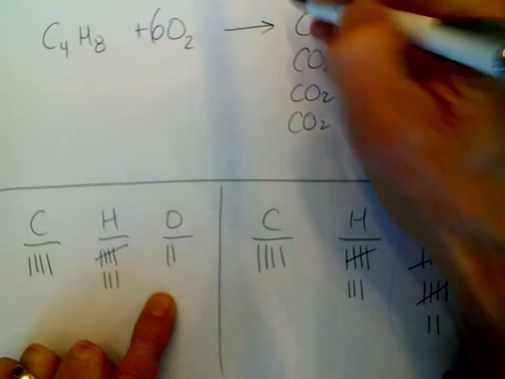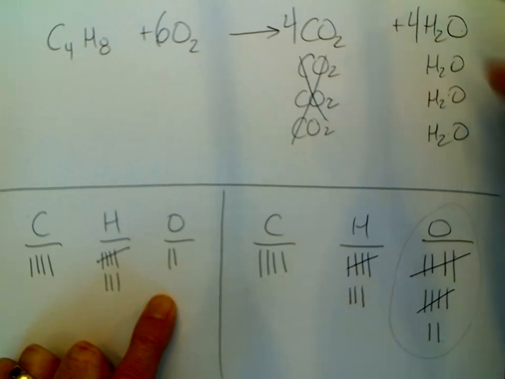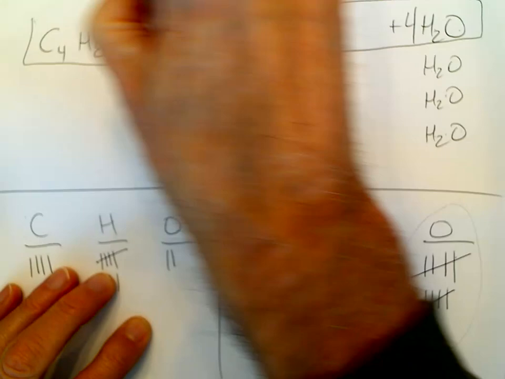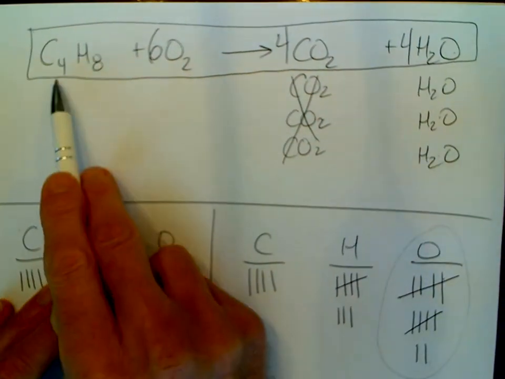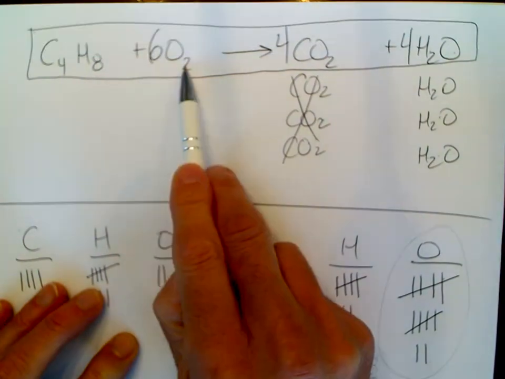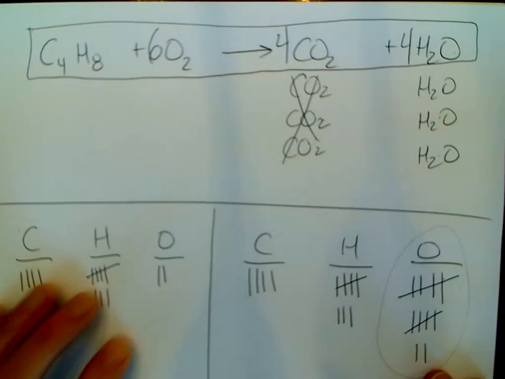1, 2, 3, 4 carbon dioxides. 1, 2, 3, 4 waters. And my balanced chemical equation for the combustion of butane is going to be like this. C4H8, one of those. The one is understood. 6 oxygen gas gives me 4 carbon dioxide and 4 waters.